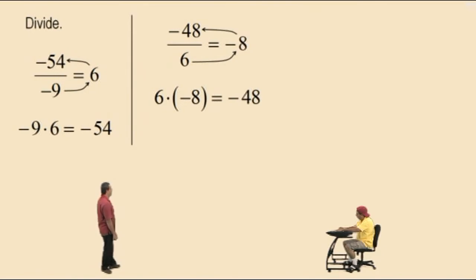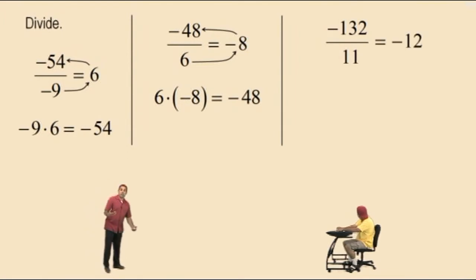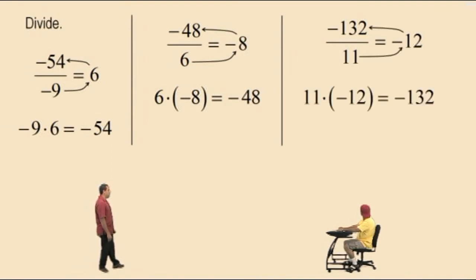All right. Now, how about negative 132 divided by 11? Negative 12. That should be a negative 12. It all comes down to knowing your times tables, right? So 11 times a negative 12 is a negative 132. Very nice there, Charlie.